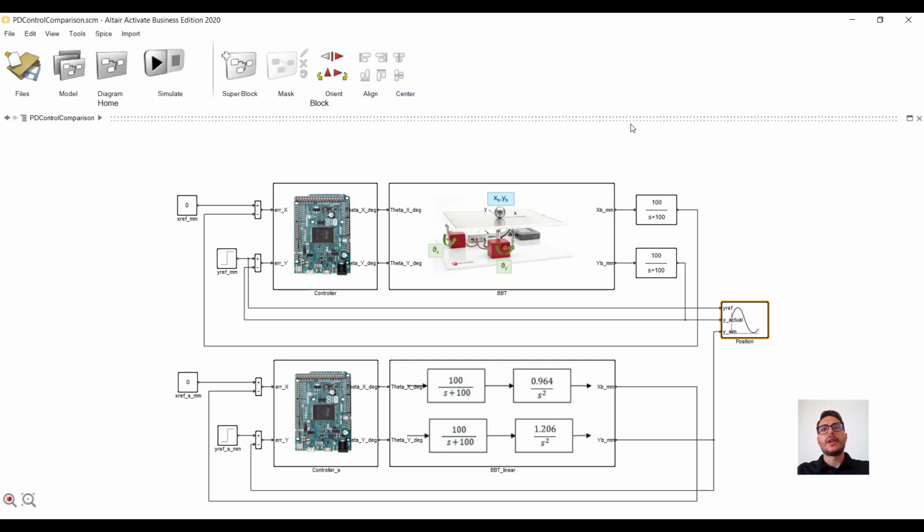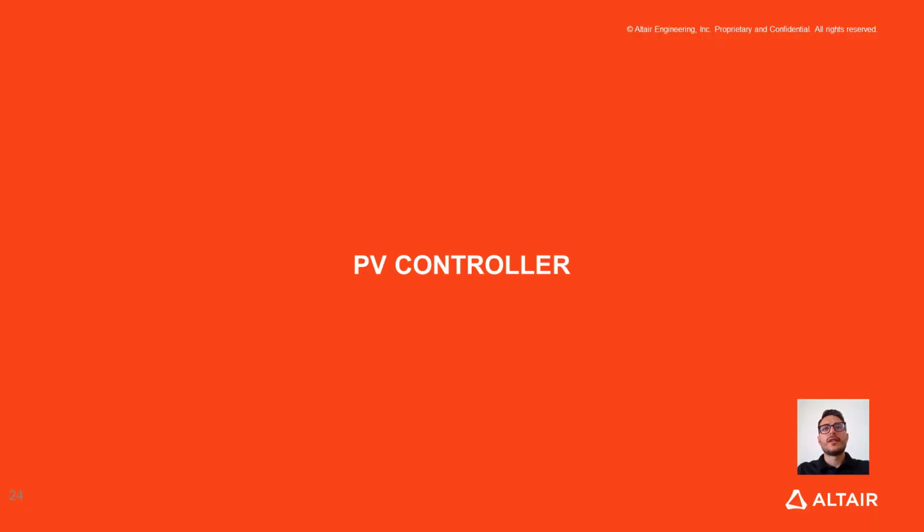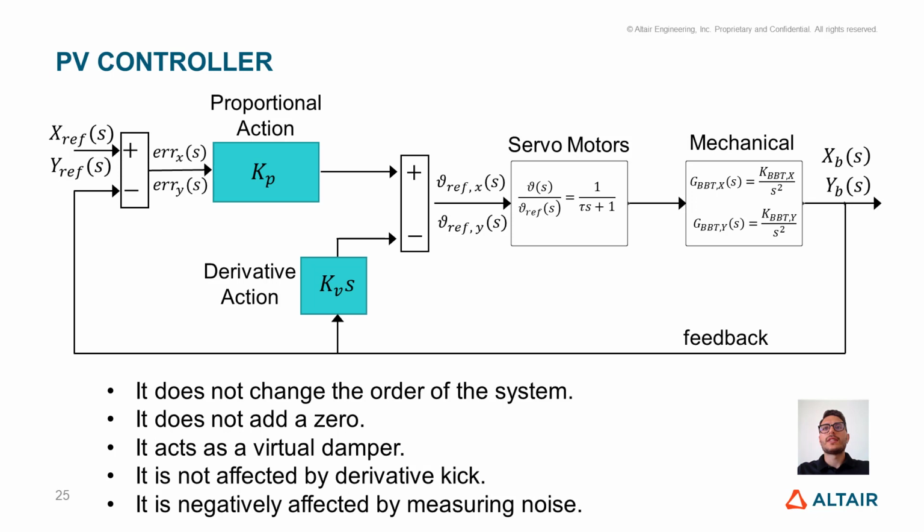We have seen how the PD derivative control turned the BBT system into a fast and stable system. But the derivative kick can be troublesome. Hence, let's move to another type of controller, the PV one. Also, in the PV control, we can see that there is a proportional and a derivative action. But the derivative action is now placed in the feedback path. The input of the derivative action is no more the error between the set point and the present value. Only the present value, that in our case is the ball position, is taken into account by the derivative action.